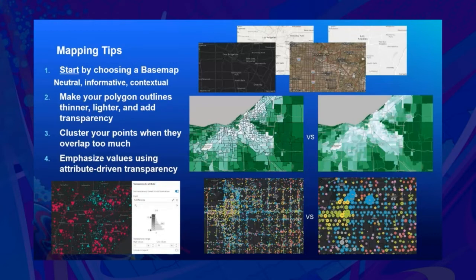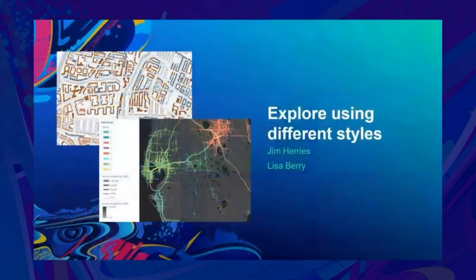Clustering is actually a tool that helps you emerge new patterns as well and demystify the points on your map. And then the final one we'll just recommend that you try out is the attribute-driven transparency, which really helps, again, emphasize patterns in your map by using an attribute to dictate how much you see a point or symbol on your map.